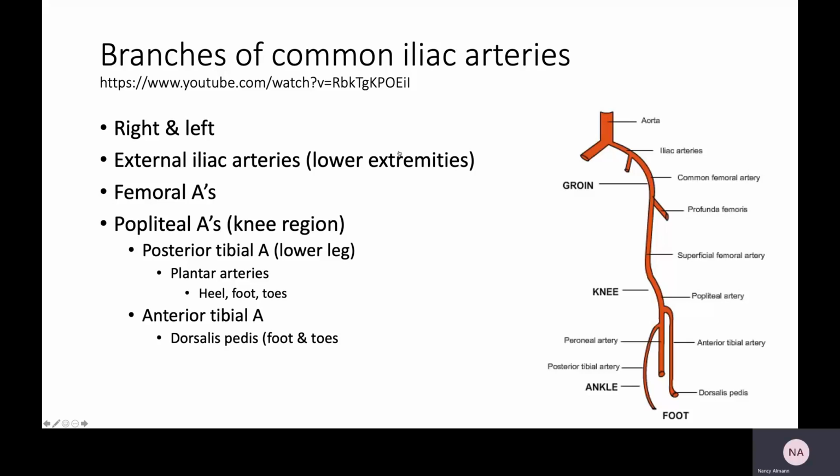Anterior tibial artery gives rise to dorsalis pedis, which is one of your pulse points, which you need to know forever.